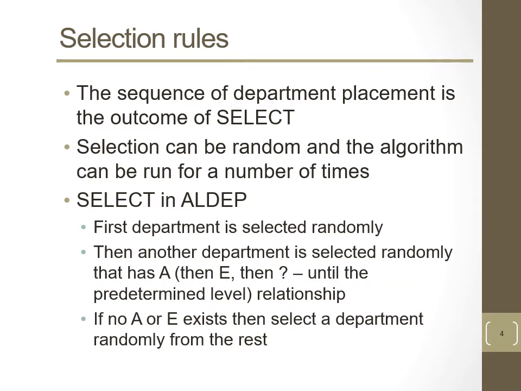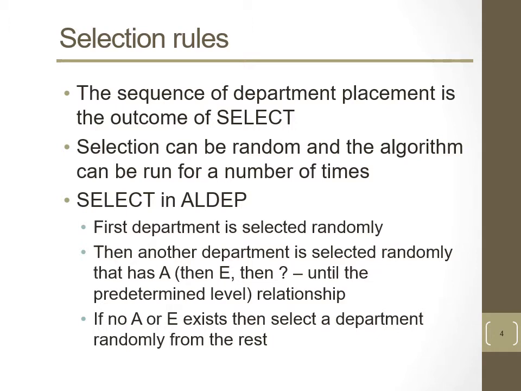Let's start with the selection rule. Selection specifies the sequence of department placement. So when you start by selecting the first department, it will be the first one to be placed in the layout. Then with some rule you select the second department, and it is the second department which will be placed in your layout. Basically this selection can be just random. Without looking at any attribute of the departments, you just select one department and place it in the layout, and then select another department randomly and place it in the layout, and it works.